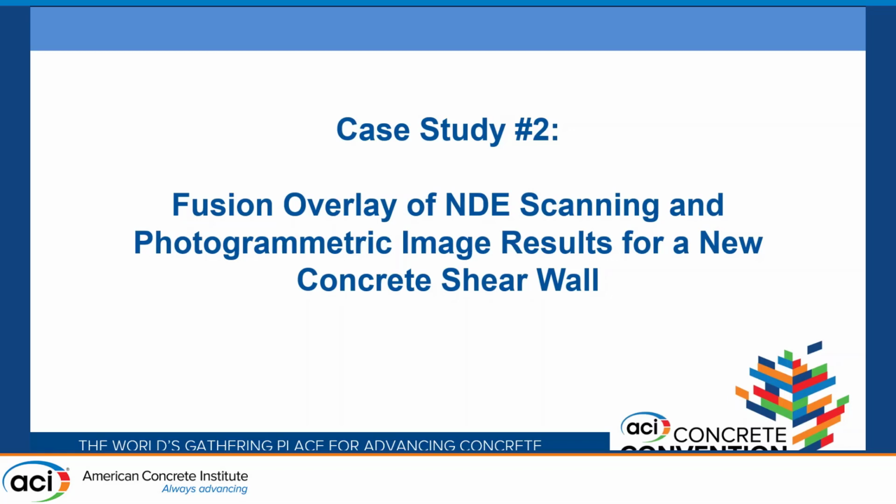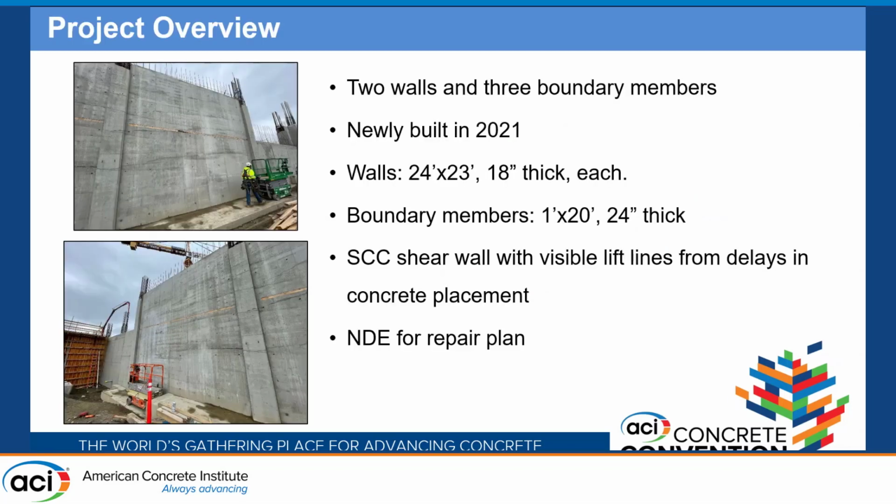The second case study that I'm going to be presenting is fusion overlay of NDE scanning and photogrammetric image results for a new concrete shear wall. So this was a little different. This wall consisted of 2 walls and 3 boundary members. It was newly built in 2021.